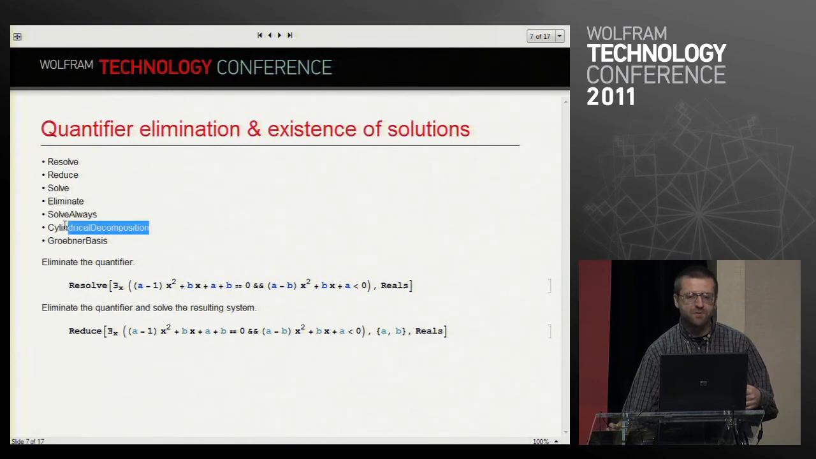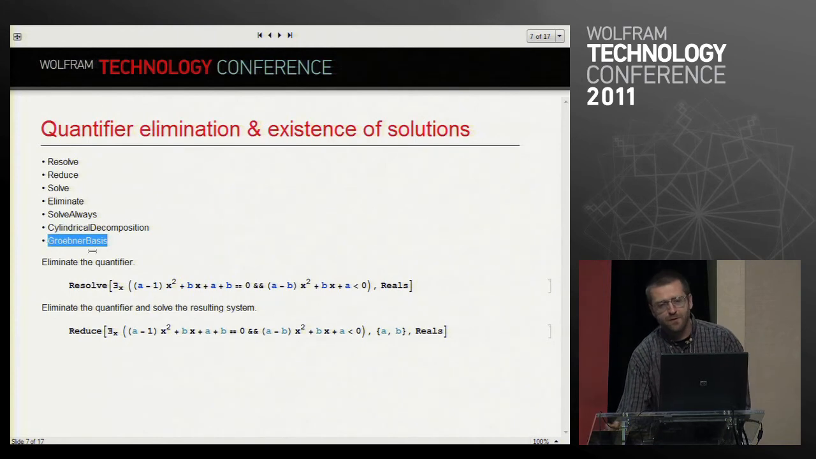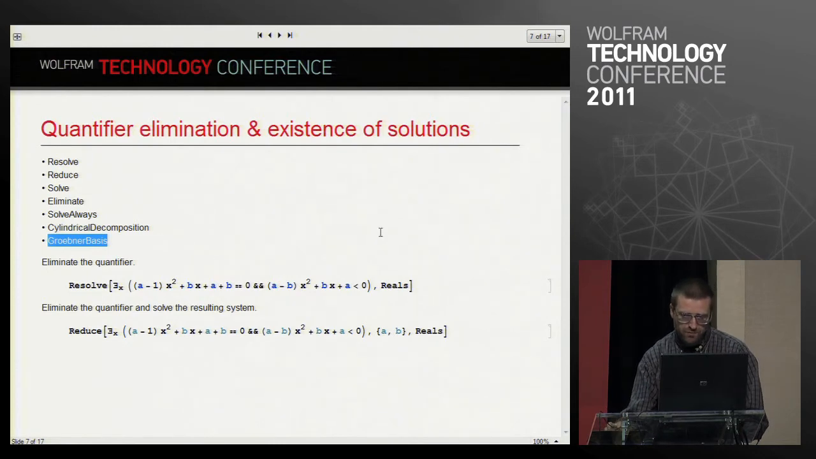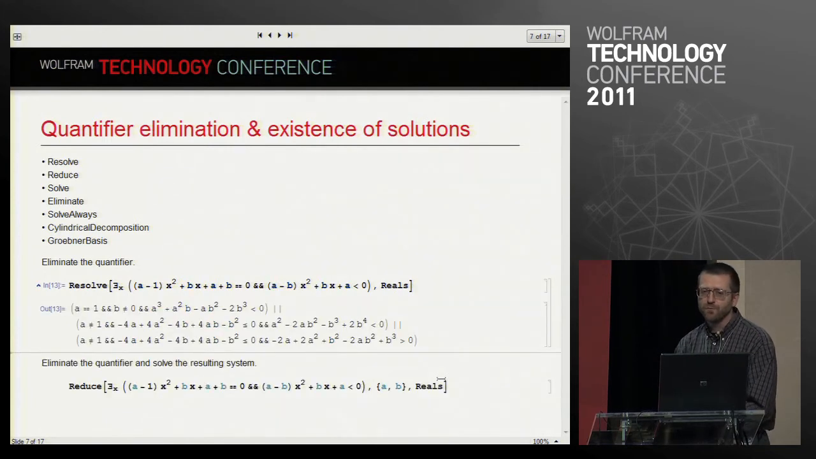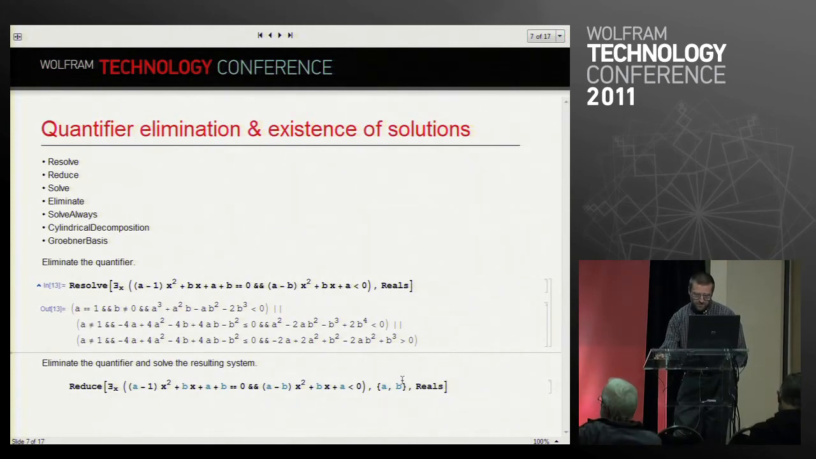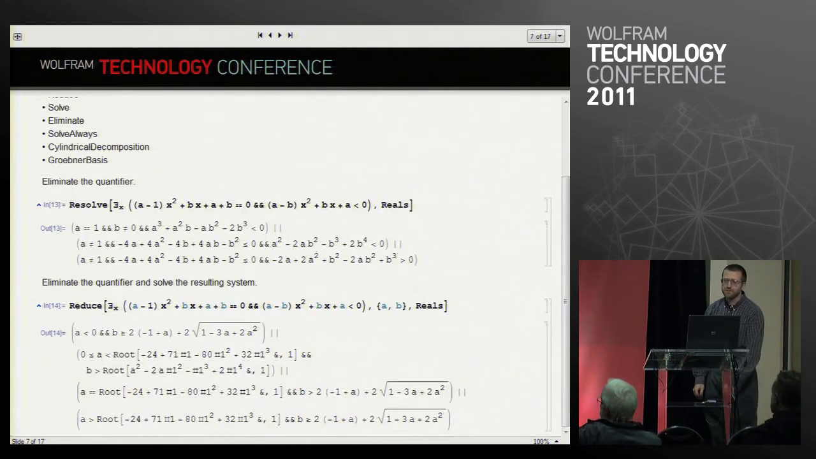Cylindrical decomposition is what's used for quantifier elimination for real systems of equations and inequalities, and Gröbner basis is used for systems of complex equations. And here's an example. Resolve will try to eliminate the quantifier with the fastest method, hopefully, but it will not try to solve the result. So you may get a system of unsolved equations and inequalities. And Reduce eliminates the quantifier and solves the system, so you'll get something like this.